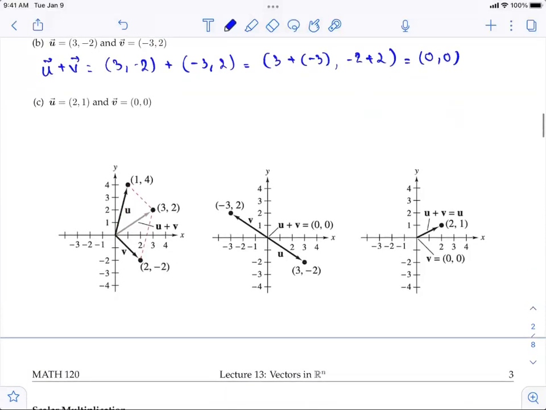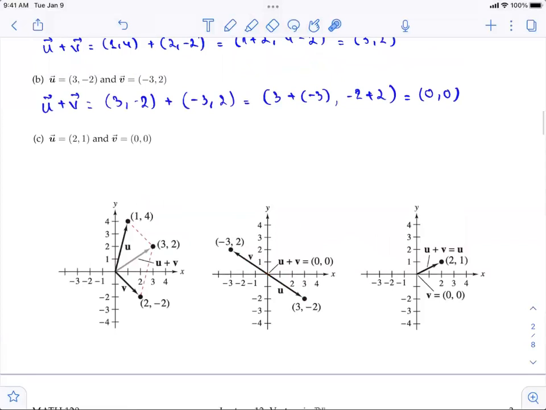Graphically, this is what you see. You have vector u in this particular direction, and vector v is directly in the opposite direction of u. So that's why when they add together, the components cancel out, and you get the 0 vector, which is the origin right here.